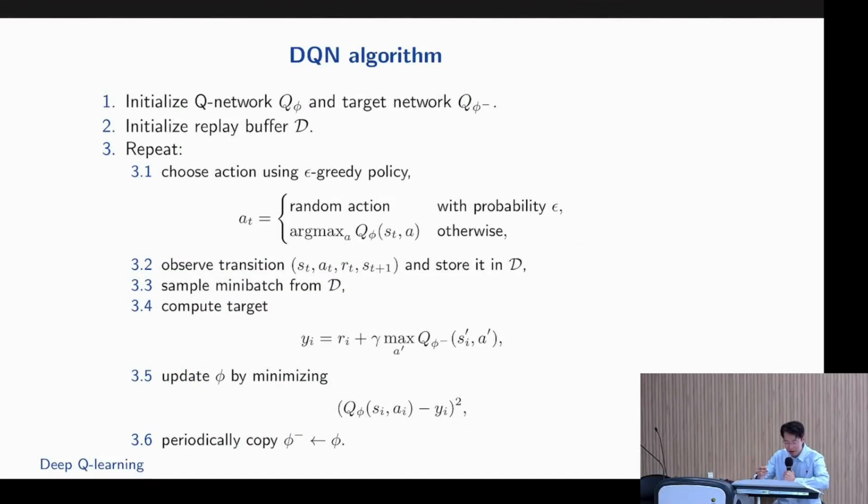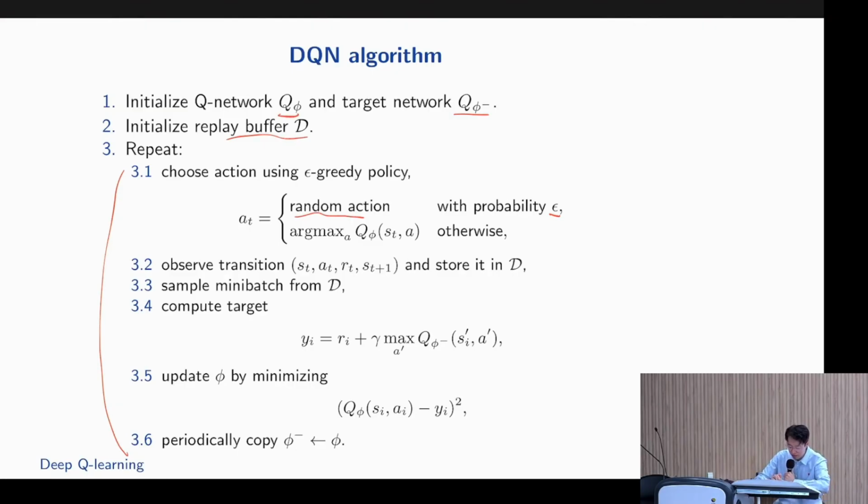So what's the full algorithm? You initialize Q phi and the target network Q phi negative, and initialize an empty replay buffer. And this is your main loop. You choose an action according to an epsilon greedy policy. With probability epsilon, you perform a random action for exploration. Otherwise, you act greedily according to your phi.